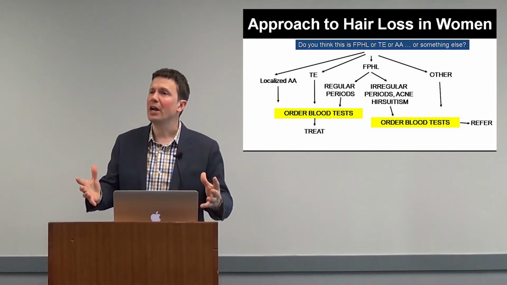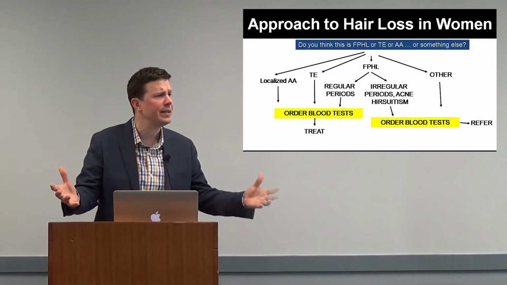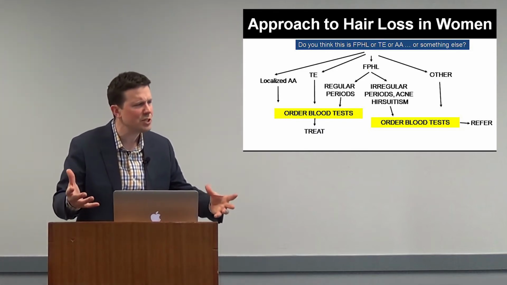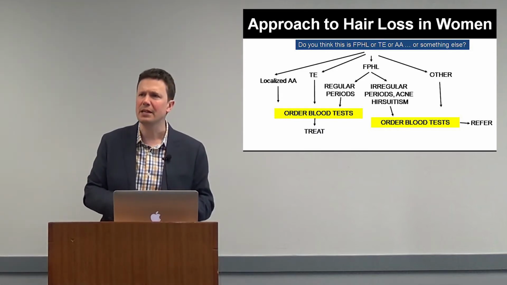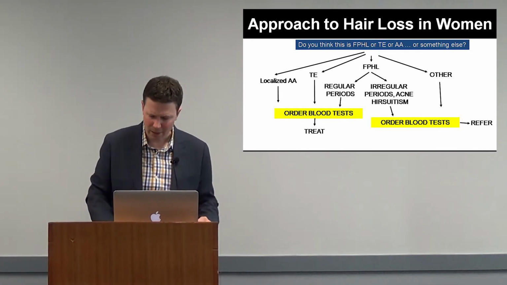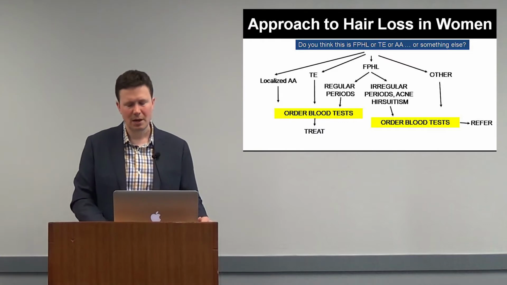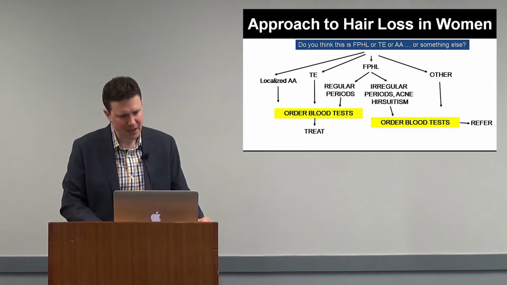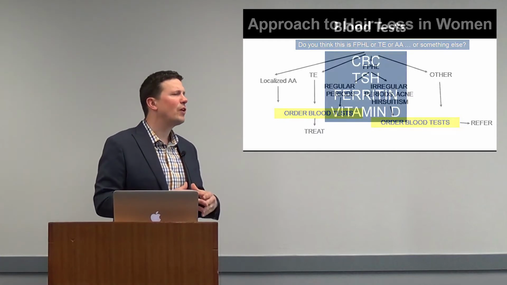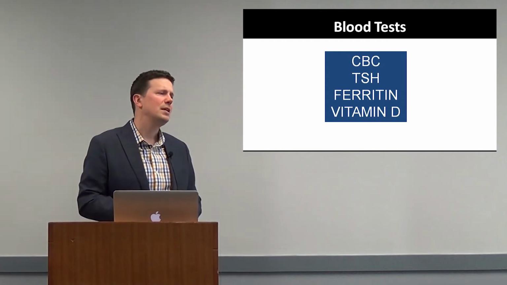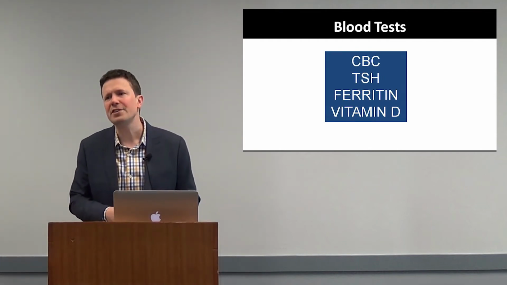If it's female pattern hair loss, but the patient has irregular periods, or there's acne or hirsutism, or you think the patient has something else, you might consider ordering blood tests nevertheless and referring. And so we'll review these algorithms in a moment. The basic blood tests for anybody with hair loss is CBC, TSH, ferritin, and vitamin D.